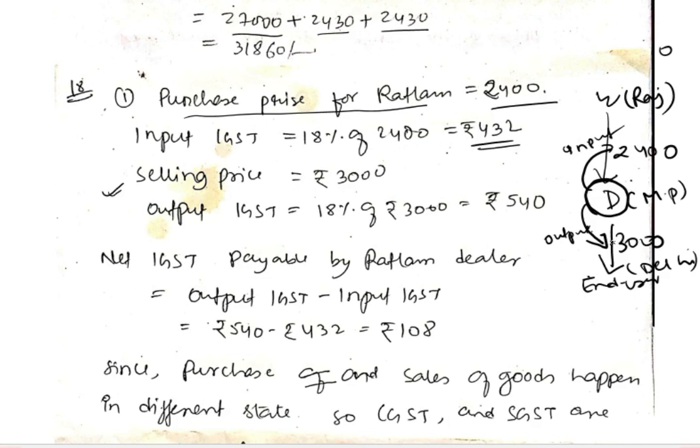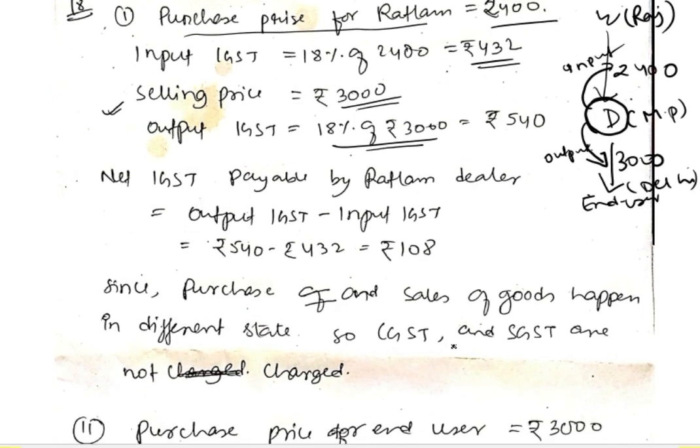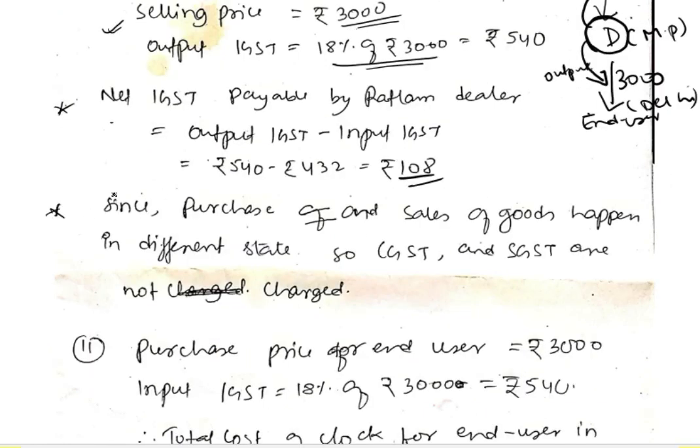And for the selling price, he sold it at a profit at a price of 3000. So the selling price is 3000, and at that price we have to collect the output IGST. So output IGST will be 18% of 3000, which is equal to 540. Therefore, as all the transactions were interstate, there will be no CGST or SGST, there will be only IGST. So net IGST payable by the Ratlam dealer will be output IGST minus input IGST, and if you subtract, you will get 108. Okay. Since purchase and sale of goods happened in different states, CGST and SGST will not be charged.